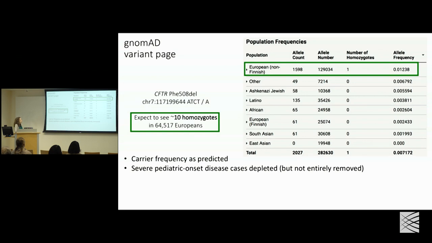Now we expect, I'm not going to show you the math, but by Hardy-Weinberg, we expect to see 10 homozygotes out of the 64,000 Europeans in this data set. And so how many do we actually see? We see 1 homozygote. And actually, if you'd asked me, I would have predicted that there would be 0 homozygotes in the gnomAD data set. And that's because, as I already told you, we haven't included any cohorts that recruit for pediatric onset disease. And so I wouldn't think there would necessarily be anyone with cystic fibrosis in this data set.